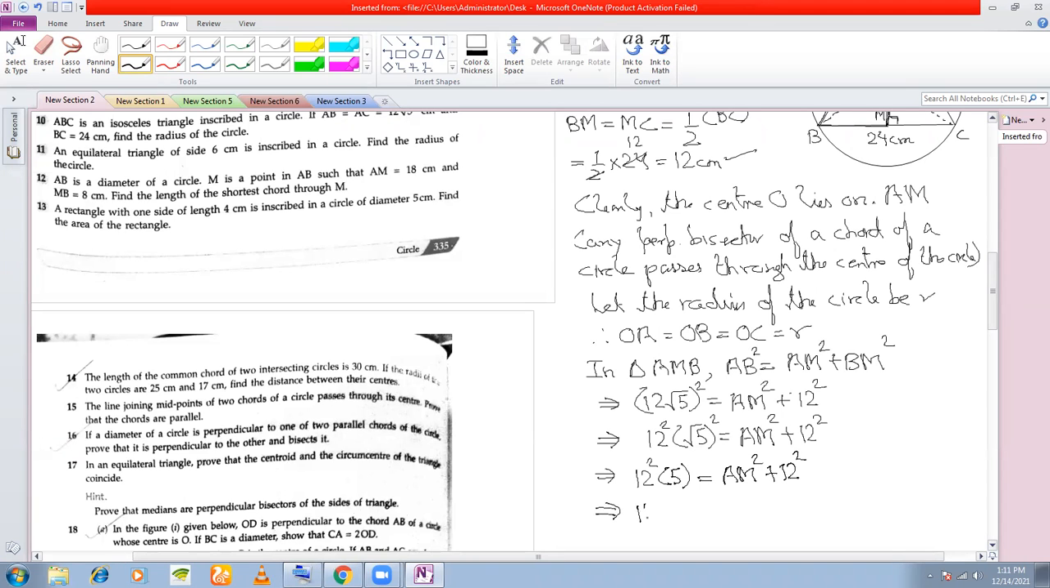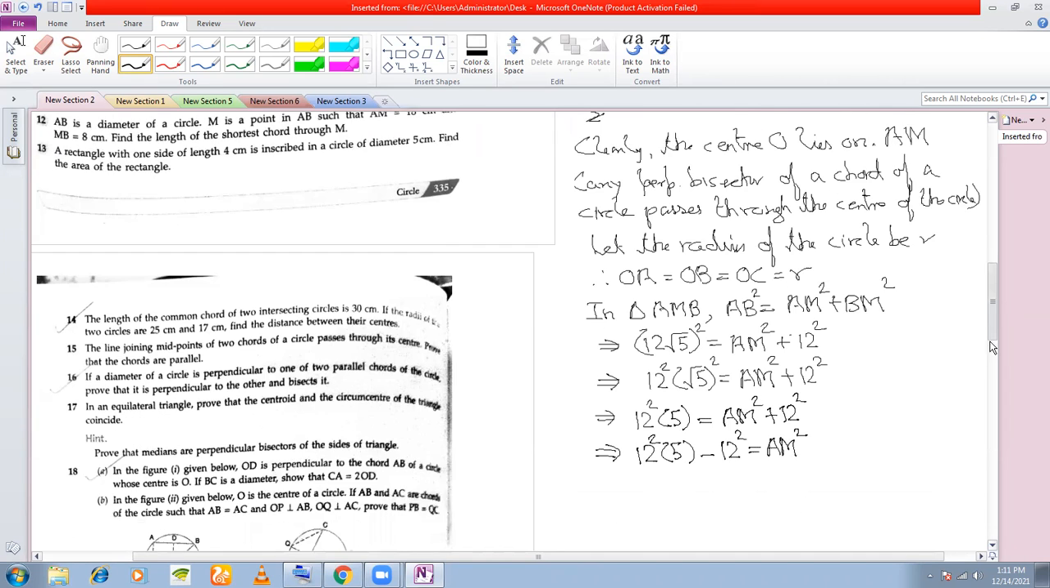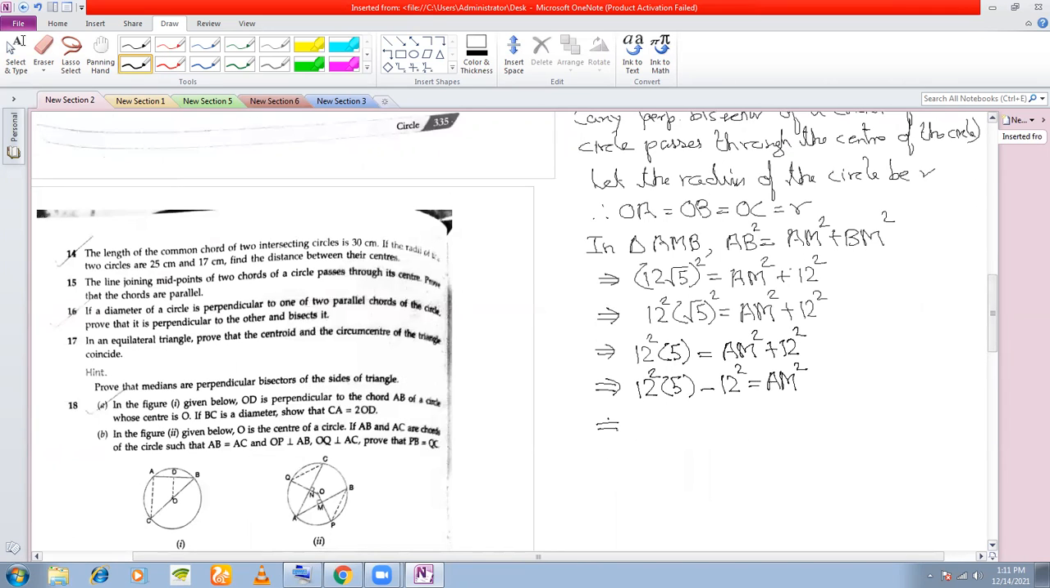Next, 12 square into 5 minus 12 square must be equal to AM square. That means now you can take 12 square common here. So what are you left with? 5 minus 1, isn't it? Is equal to AM square. Do you understand this step or any question on this? That means AM square is 12 square into 5 minus 1, which is 4.